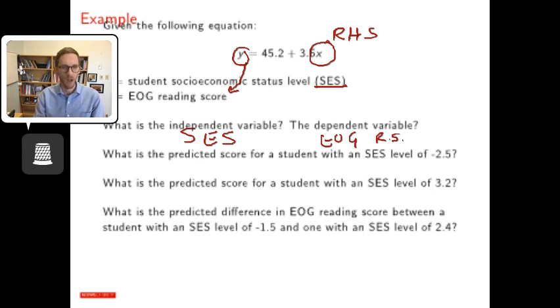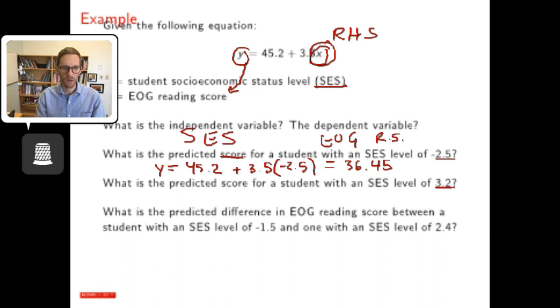All right, so the question now is, I have a formula. Can I predict a reading score for a student with an SES level? So now I'm giving you the X value, and we just plug it into the equation. So Y equals 45.2 plus 3.5, and now I know their SES level is negative 2.5, okay? And if I run that, their predicted EOG reading score I get is 36.45.